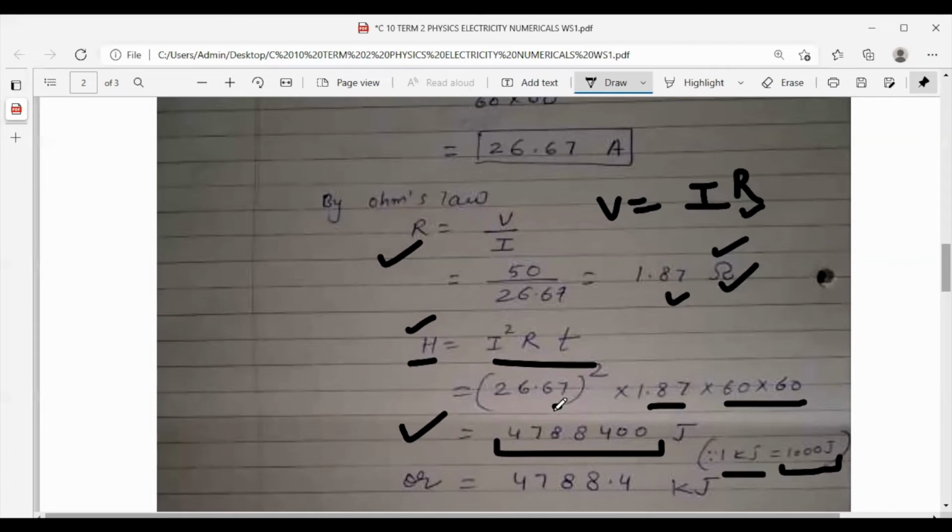Remember that heat is always written in joules or kilojoules. Second thing, charge will come in coulombs, time will come in seconds, and potential difference will come in volts. So sometimes if you have difficulty finding what things are given to you, with the help of units also you can come to know what is given.